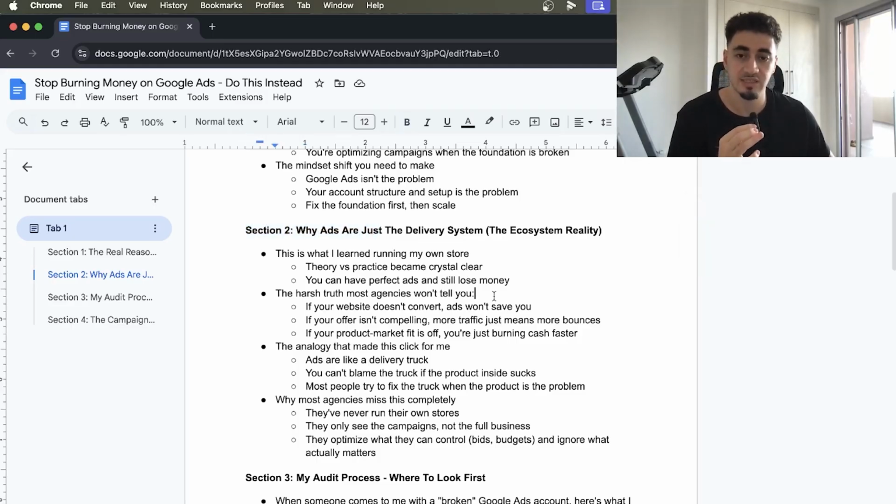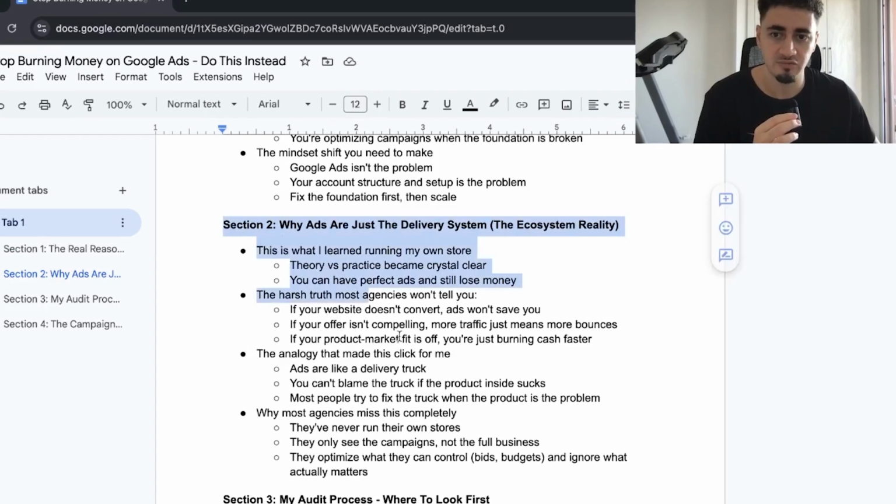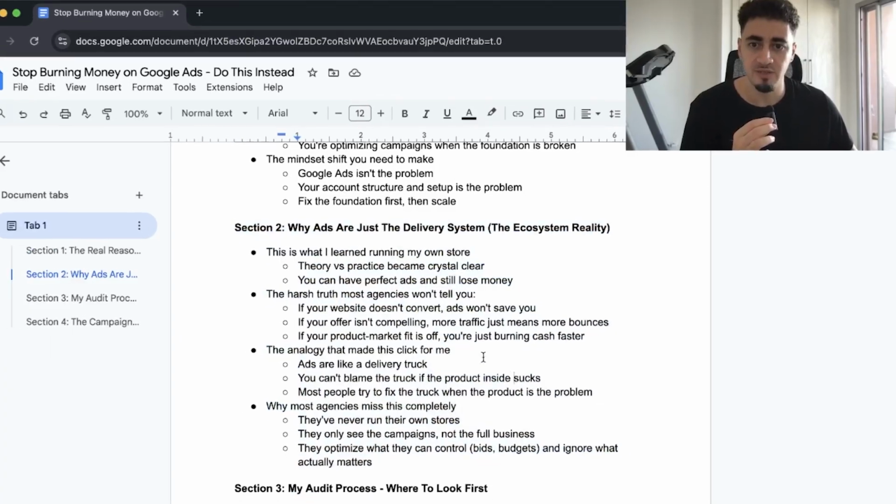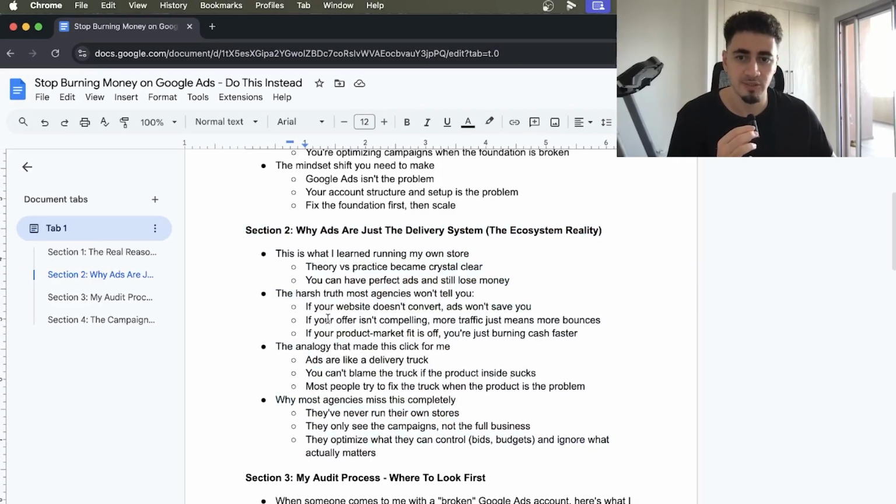I've been in business for 6 years now, done very well for myself, made a lot of money, lost a lot of money, learned a lot. And I think the biggest thing is just this idea of the ecosystem reality, and there are no silver bullets. You can't view ads as a silver bullet. I think it's very important for you to screenshot this section, but pretty much, here's what many people won't tell you. If your website doesn't convert, ads won't save you. If your offer isn't compelling, more traffic just means more waste. If your product market fit is off, you're just burning cash faster, right?